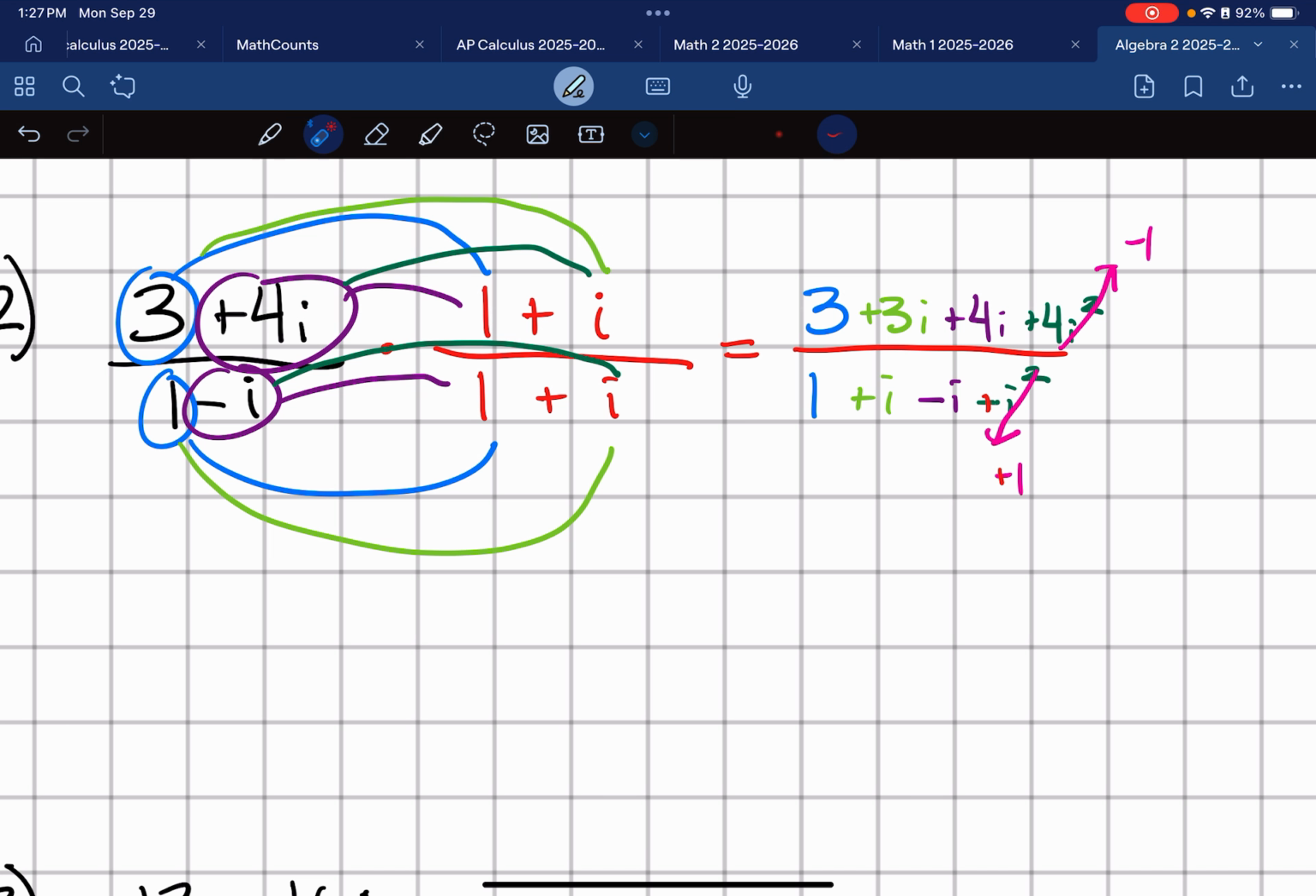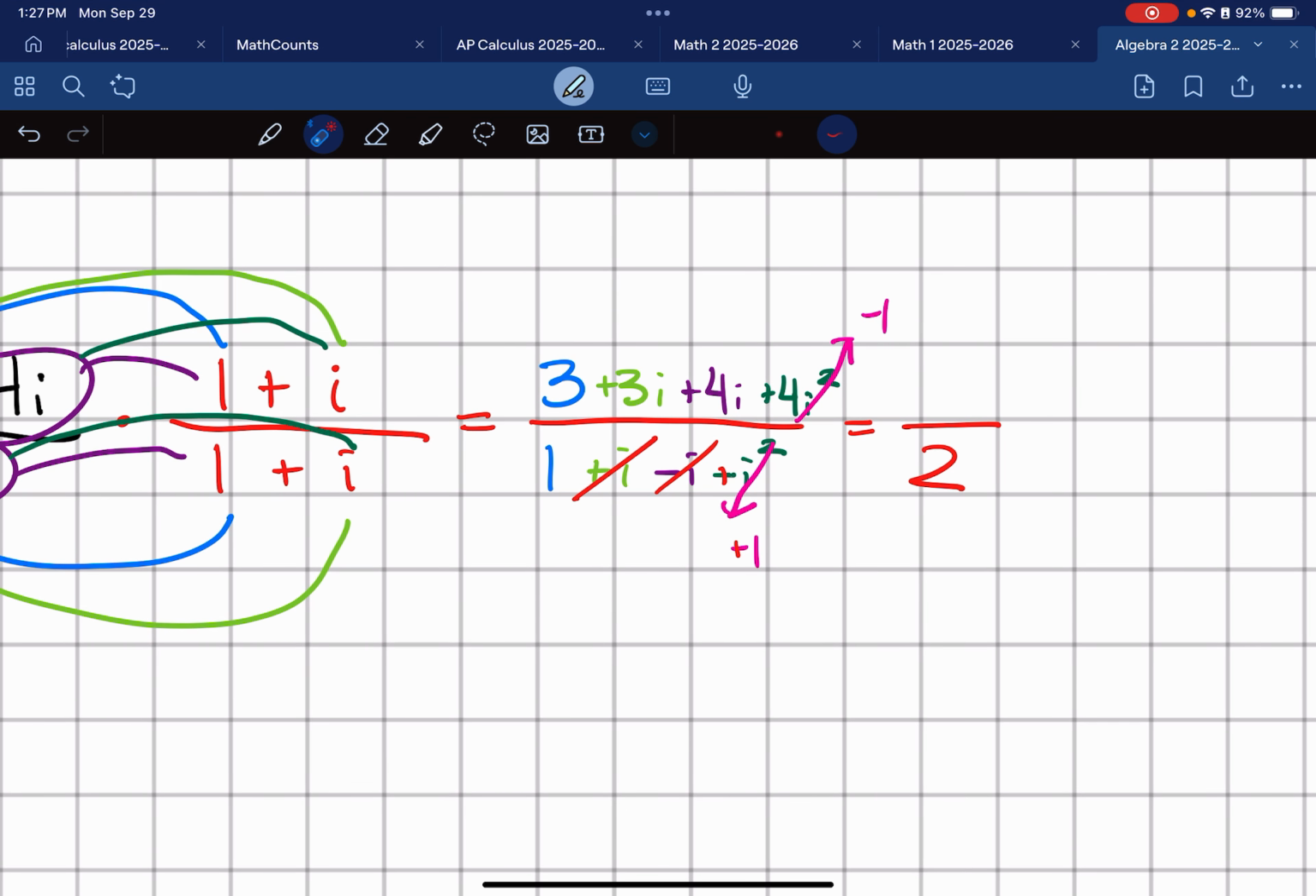And oh, look at this also. So I have a positive i and a negative i. Those are opposites of each other, so they cancel each other out. And you're just left with the denominator of 1 plus 1, which is just 2. And that's nice because we're trying to get rid of the imaginary part. And look, there's no imaginary part in the denominator. Now we just need to worry about that numerator, and we're out of here.